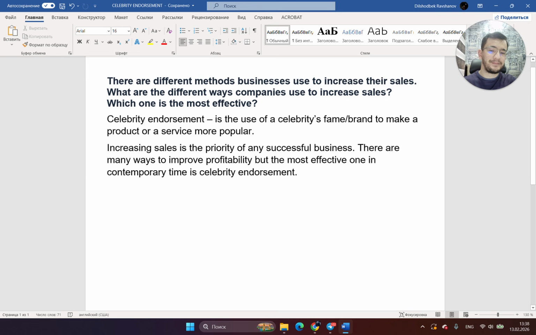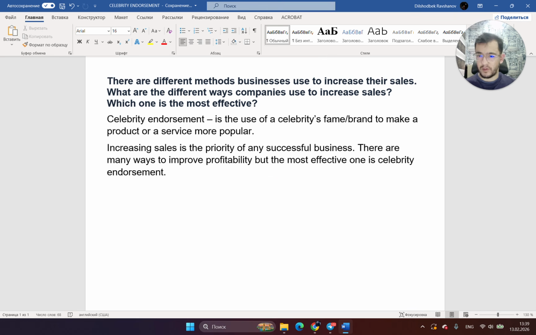Yeah, you know what? I don't think I need it. Maybe I should just keep it simple with 2 sentences like that. Increasing sales is the priority of any successful business. There are many ways to improve profitability, but the most effective one is celebrity endorsement. I'm not convinced if it's a perfect introduction, but it's good enough.